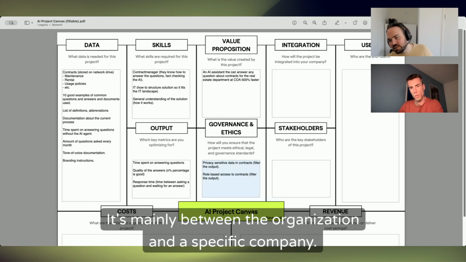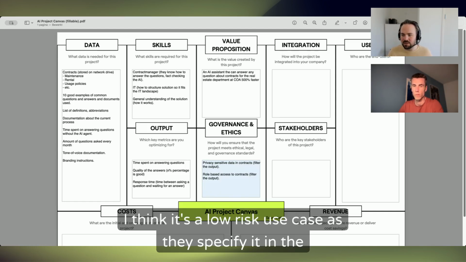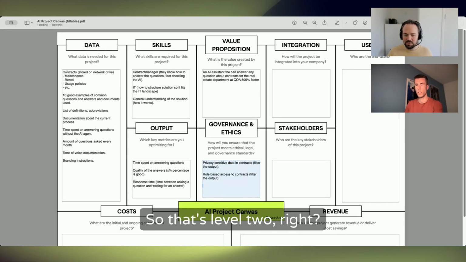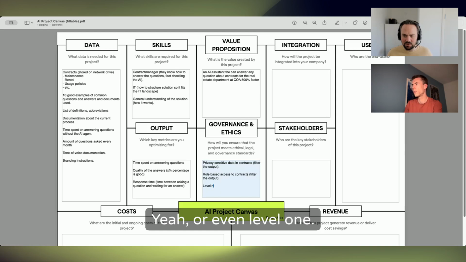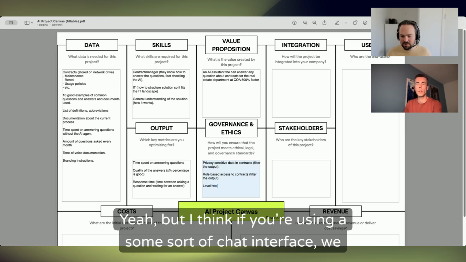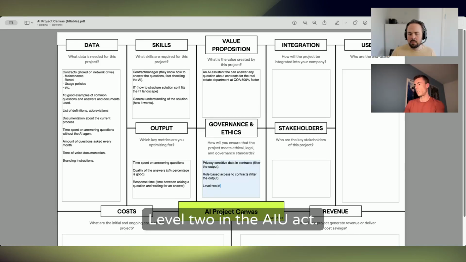But it's mainly between the organization and a specific company. So I wouldn't call that high risk or medium risk. I think it's a low risk use case, as they specify it. So that's level 2, right? Yeah, or even level 1. But if you're using some sort of chat interface where you interact with the model, then you need level 2 in the AI UX.